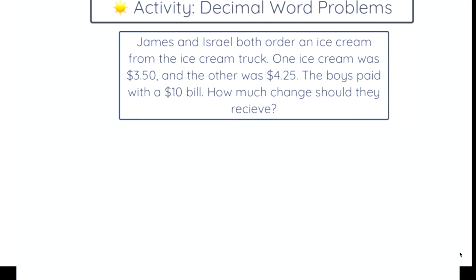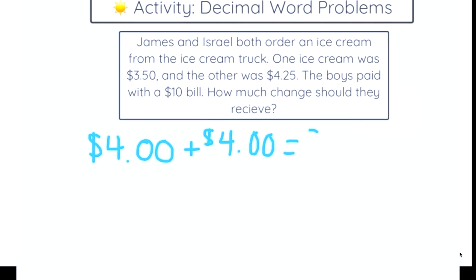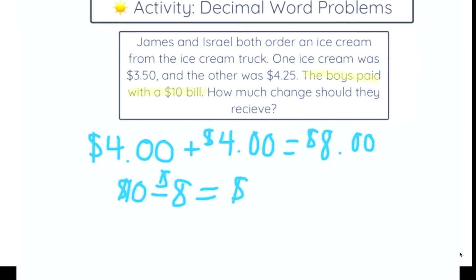The first thing that I'm going to do here is I'm going to estimate the total of their ice creams together. So one was $3.50, so I would round that to $4. And the other was $4.25, which would also round to $4. So the total of their ice creams should be around $8. The problem then says that the boys paid with a $10 bill. So I'm going to take that $10 bill and subtract $8 from it, which was the total of my ice creams. And that's going to be $2.